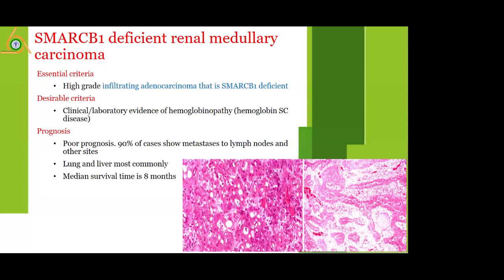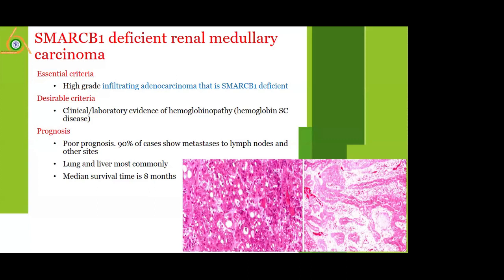Just like FH deficient, they are also aggressive tumors, hence you should know how to pick them up. They have poor prognosis, and more than 90% of the cases will show metastasis to lymph nodes and other sites. Median survival is usually, I haven't seen any patient crossing 1 year or 1.5 years. They're usually less than 1 year. So it's very important you pick them up.